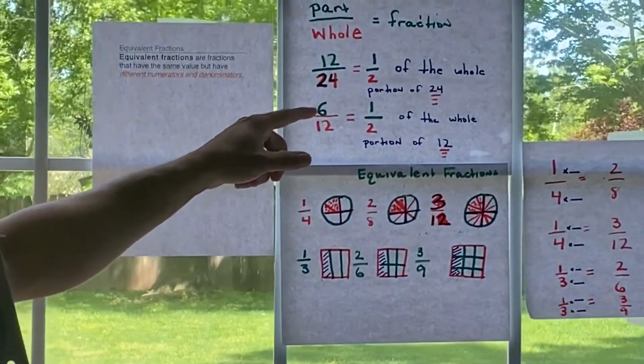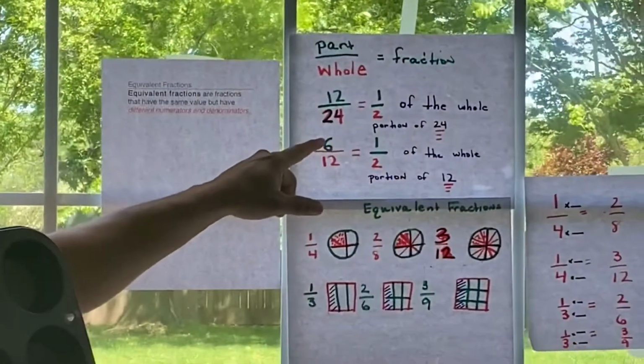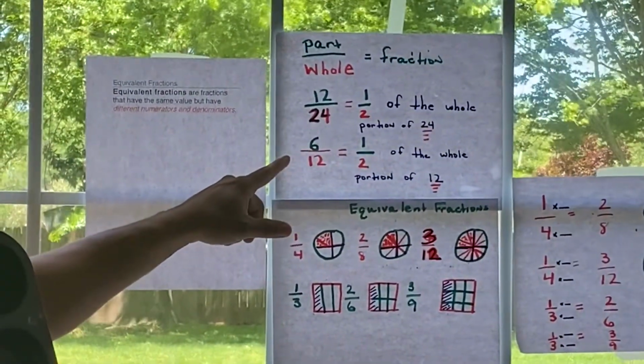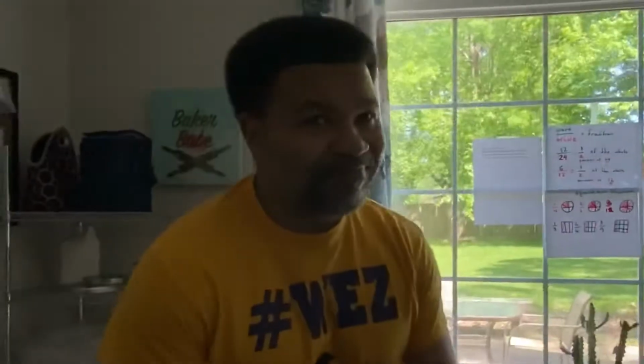Now think about it. 6 is half of 12, isn't it? 1 is half of 2. Same value. So this is what you would call equivalent fractions. Equivalent fractions. Let me show you another one.